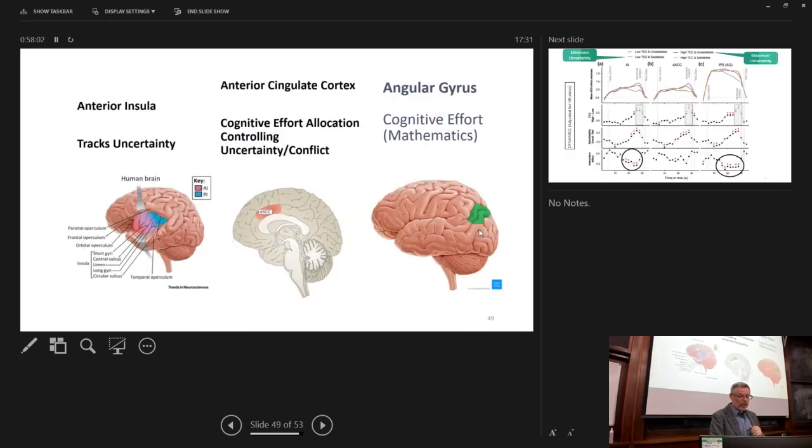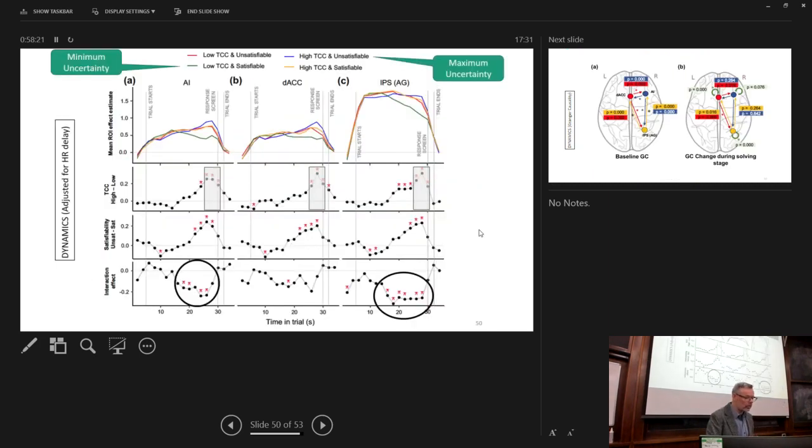So there are 3 brain regions that show up here. You can guess this, right? So this is uncertainty, effort, and calculations. Anterior insula, anterior cingulate cortex, angular gyrus. Right? This was not surprising to me. This was a hypothesis we had. Right? But the question is, what is the connectivity? What happens? How are they talking to each other?